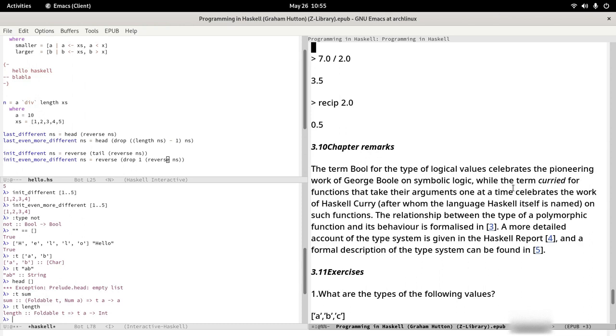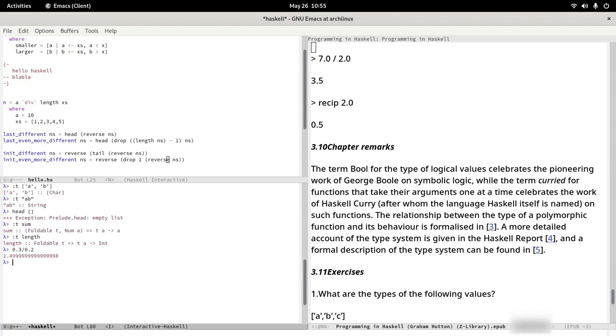Chapter remarks. I wonder if we do 0.3 divided by 0.2. Yeah, okay.